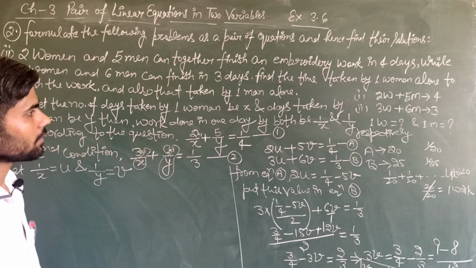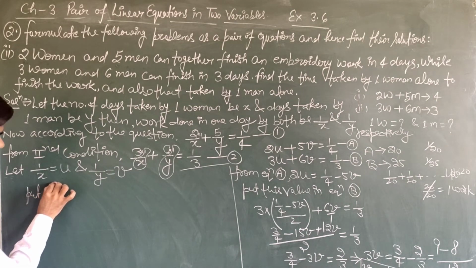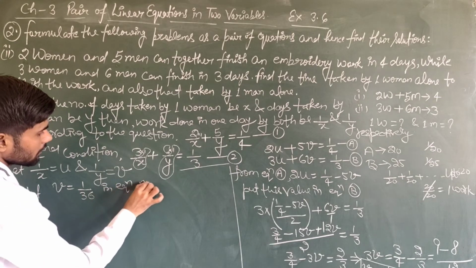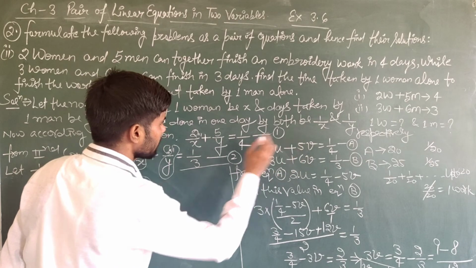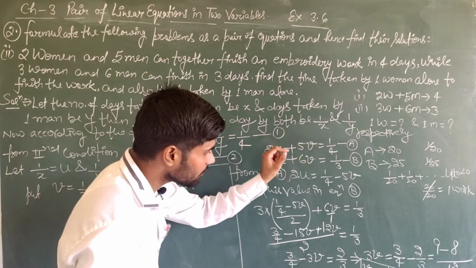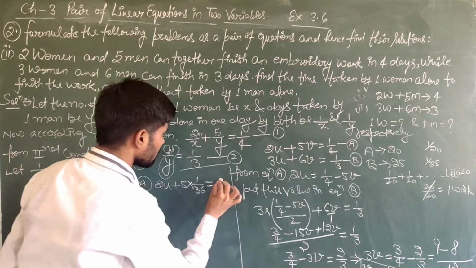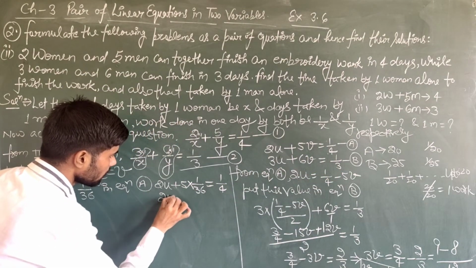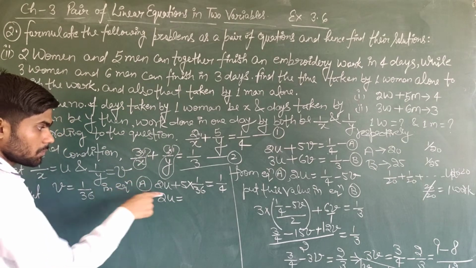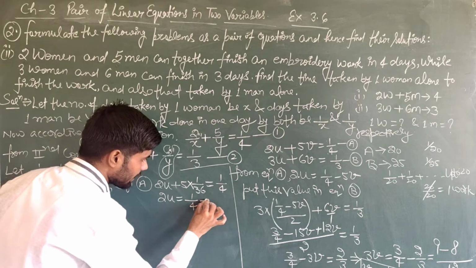Now we will put in equation number A. Put V is equal to 1 upon 36 in equation A. What is equation number A? 2u plus 5v is equal to 1/4. What is V? V is 1 upon 36. 2u is equal to 1/4 minus 5 multiply 1/36. This is 5/36 with positive sign, and this will be negative on the right side. We can write 1/4 minus 5/36.